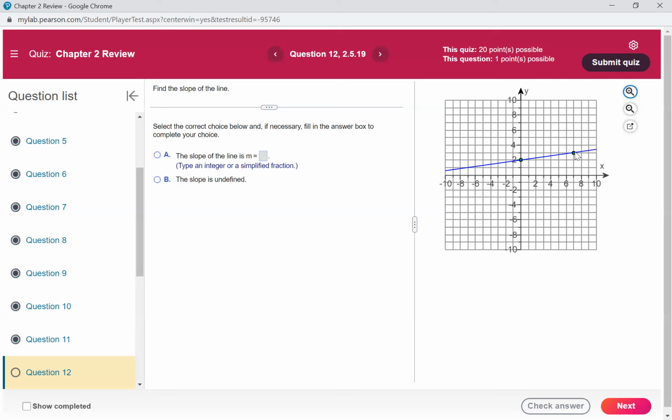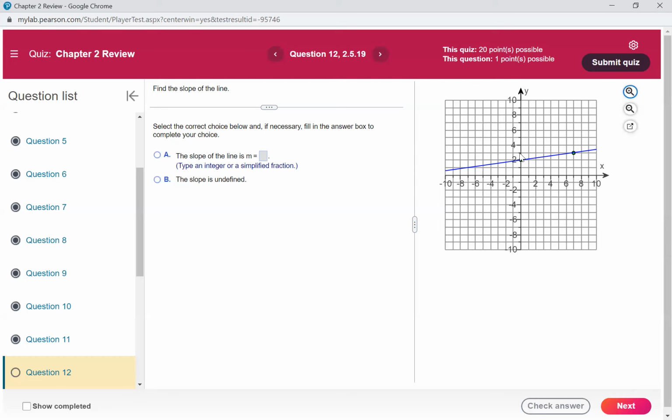Also remember, this line's going uphill left to right, so it has to be a positive slope. So y'all watch what I'm going to do. I'm going to do it both ways again. If I start at the 2, I would go up 1, and then I'm level with that second point. So I went up 1, so my top number is going to be a positive 1.